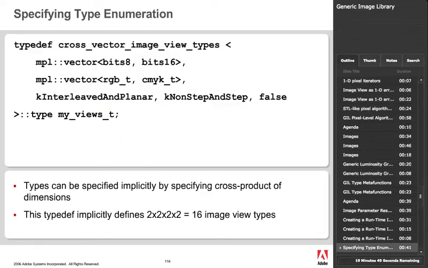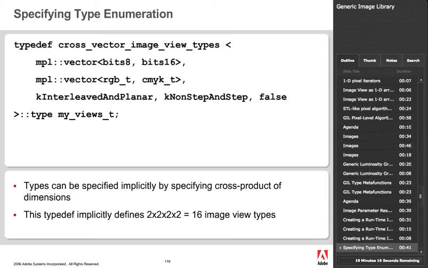Enumerating explicitly all possible types can be cumbersome. GIL allows you to enumerate types implicitly by specifying dimensions of variation and computing their cross product. In the above example, we define the set of all 8 or 16-bit RGB or CMYK views that are planar or interleaved and that have step or non-step property. That defines 16 possible view types.